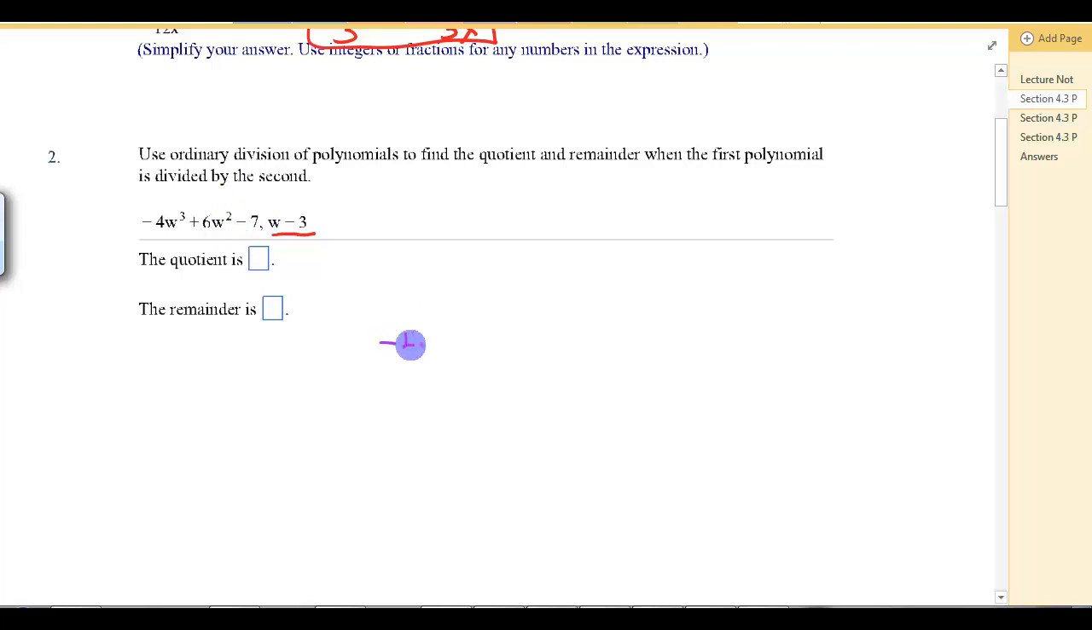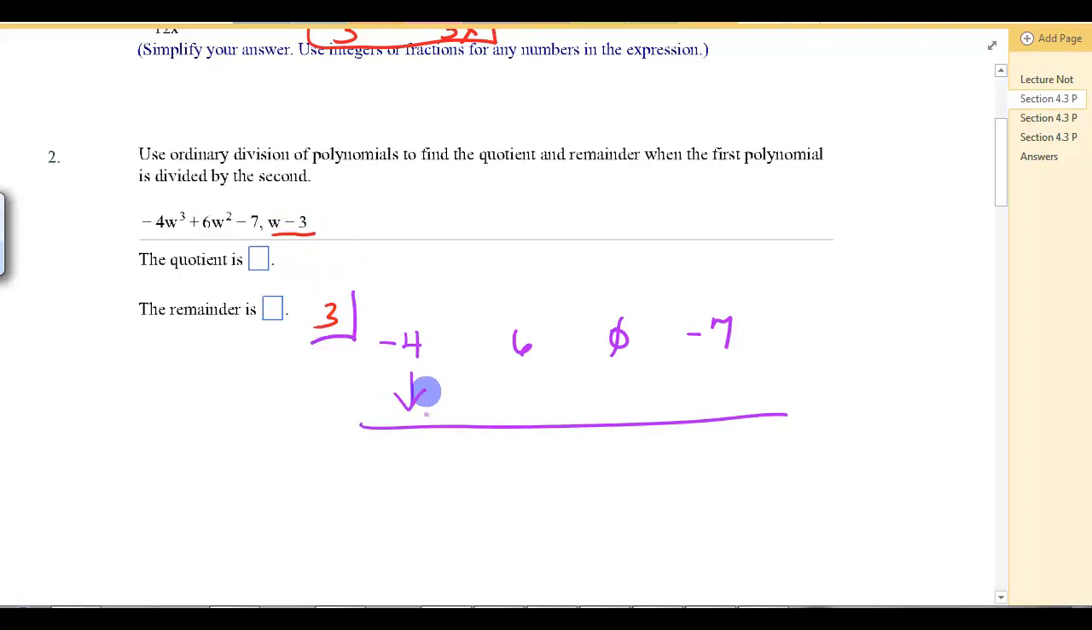So we've got negative 4, 6, 0, and a negative 7. Backwards L, and what goes in there? Positive 3. All right, we'll do this.